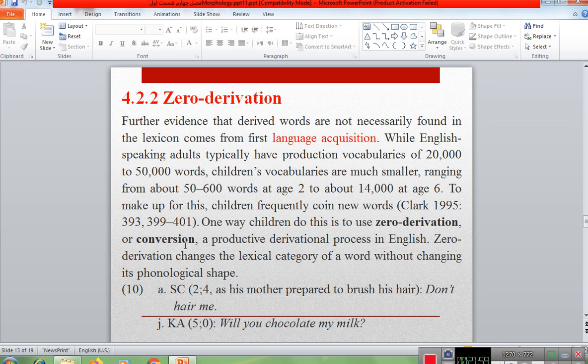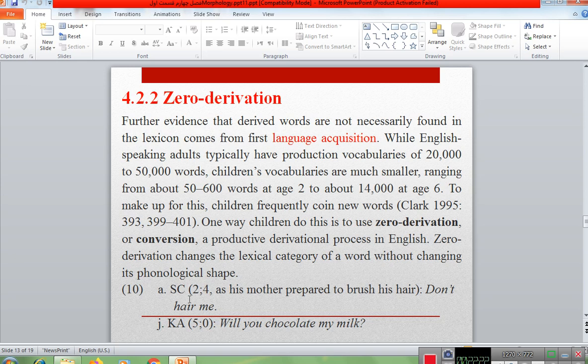So when we change the lexical category of a word, for example, a noun becomes a verb, without changing its phonological shape, we call it zero derivation or conversion. The following are examples of novel verbs formed by 2 to 5 year olds by zero derivation.